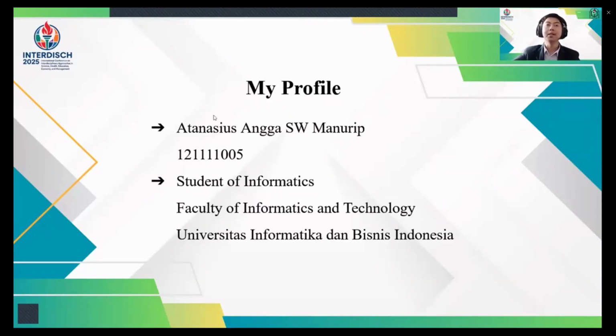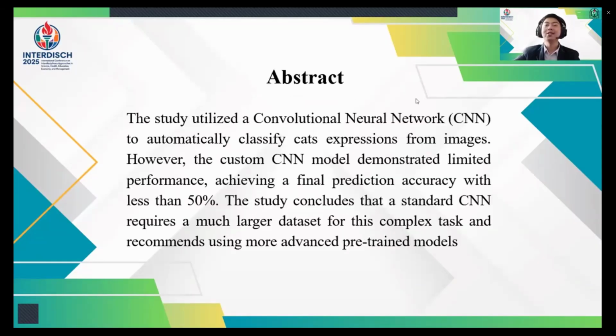For my profile, my name is Athanasius Angga S.W. Manurip. This is my student ID number, and I'm a student of informatics from the Faculty of Informatics and Technology, Universitas Informatika dan Bisnis Indonesia. Okay. So for the abstract of my research, I'm utilizing a convolutional neural network to automatically classify cat expression from images. However, the custom CNN model demonstrates limited performance, achieving a final prediction accuracy of less than 50%. We will discuss this more deeply in the discussion.